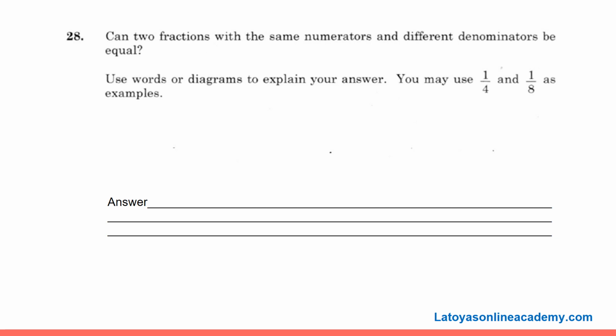Question 28. Can two fractions with the same numerators and different denominators be equal? Use words or diagrams to explain your answer. So you may use 1/4 and 1/8 as examples. Alright, so they already give you fractions that you can use to test this. So they ask us, can two fractions with the same numerators and different denominators be equal? Let's check and see, is 1/4 equal to 1/8?